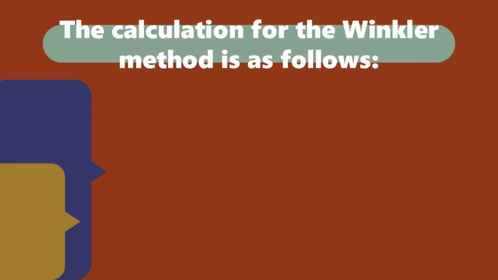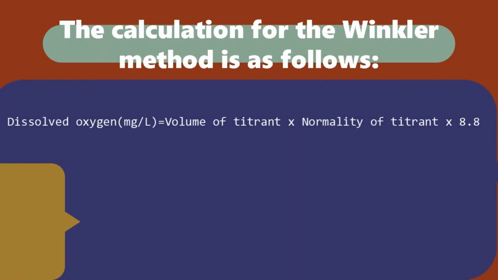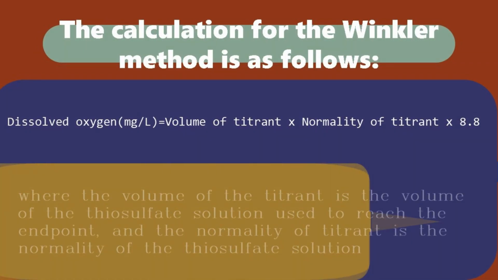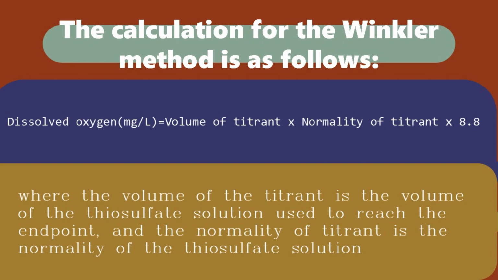This is the formula to calculate the dissolved oxygen using the Winkler method: equals volume of titrant, multiplied by the normality of the titrant, multiplied by 8.8. The 8.8 in the formula is a conversion factor. It helps convert the volume and normality of the titrant into the amount of oxygen in milligrams per liter, mg/L. The volume of the titrant is the volume of the thiosulfate solution used to reach the end point, and the normality of the titrant is the normality of the thiosulfate solution.